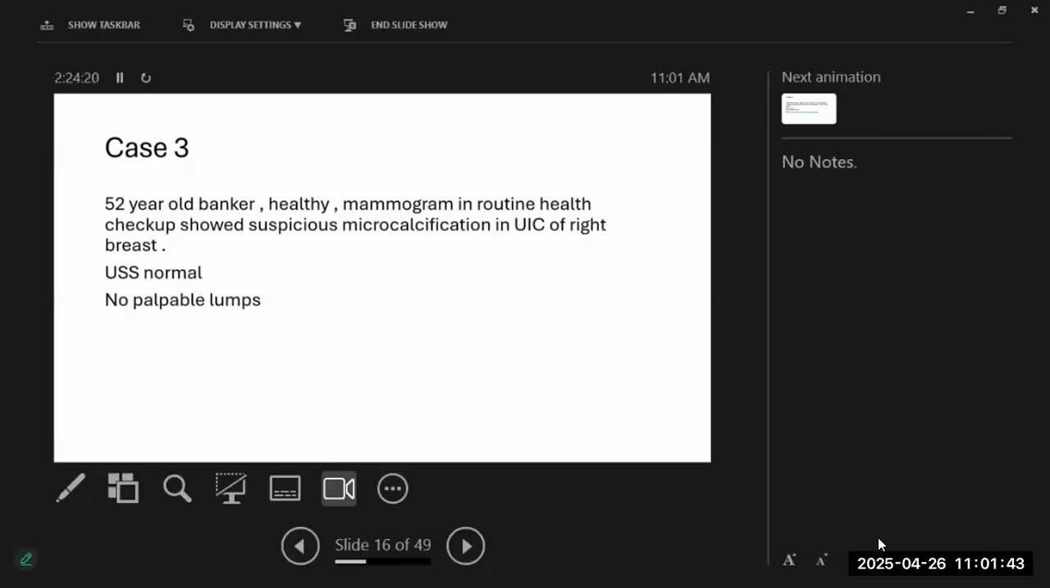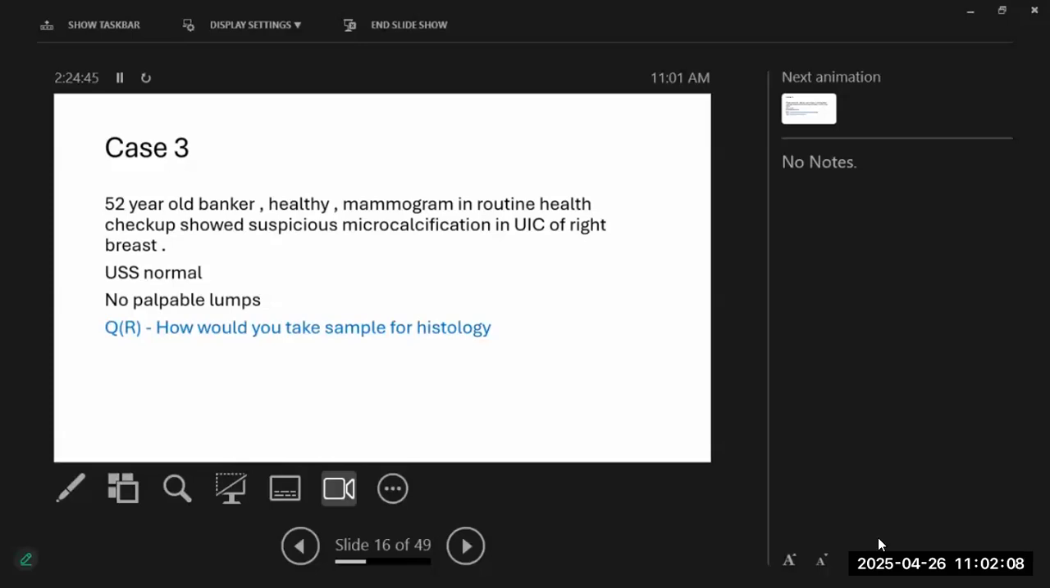So case 3. This is a 52-year-old banker, healthy, and she has gone for a routine mammogram. It shows a suspicious microcalcification in the upper inner quadrant of the right breast. Ultrasound is normal and clinical examination is normal, and she has no risk factors. So from the radiologist side, Dr. Udari, how do you sample this? There's no palpable lesion and it doesn't show on the ultrasound.